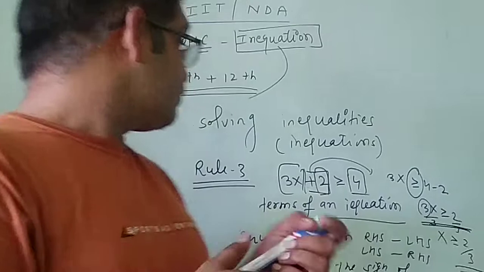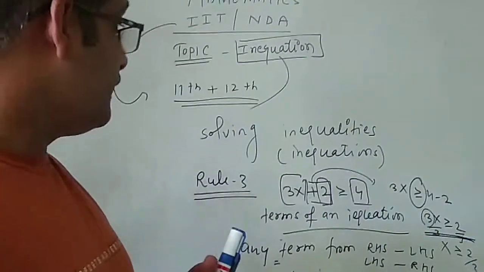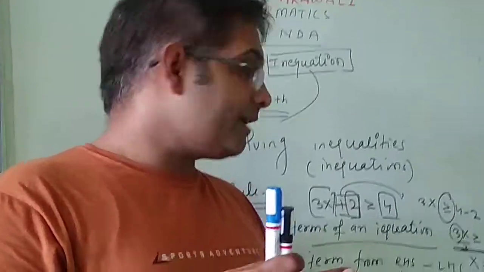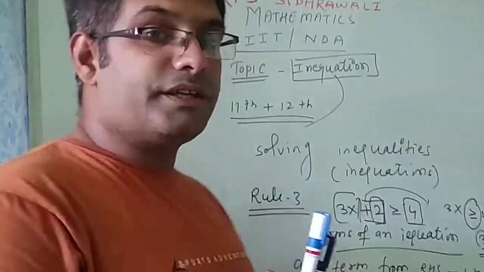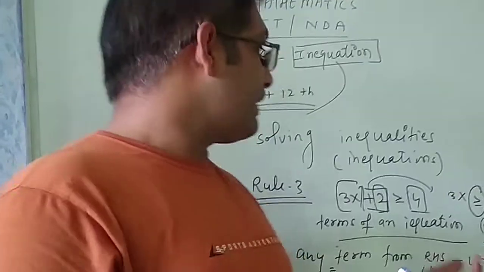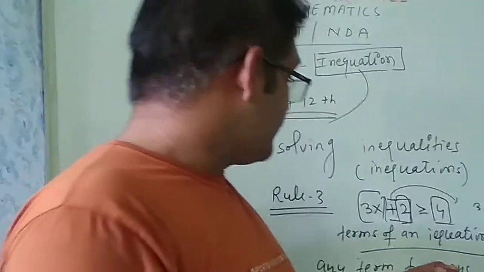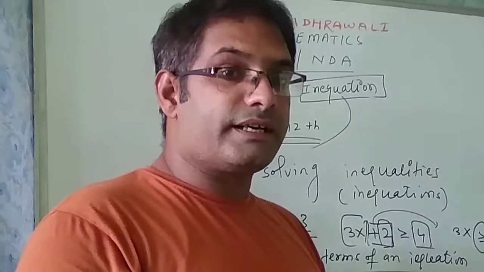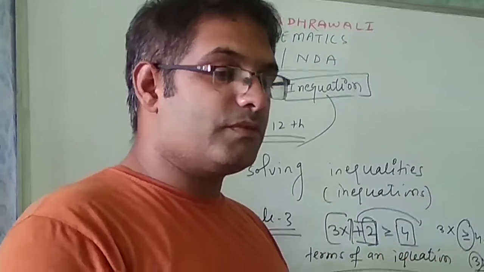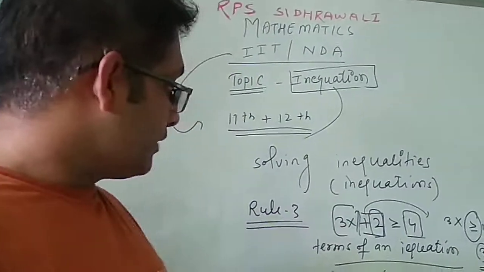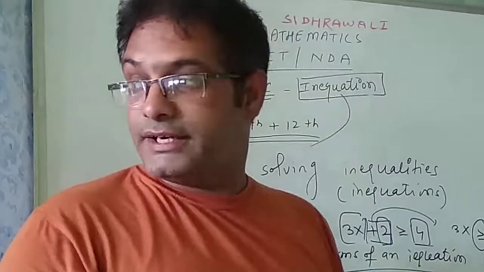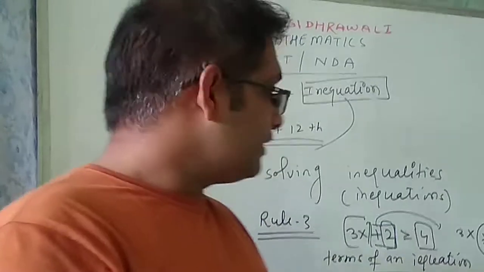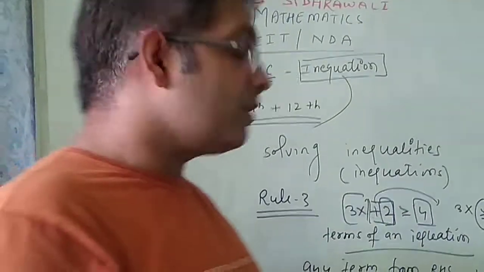When we say solution of the inequation, by the solution of an inequation we mean the value of the variable which is used in the inequation. We have to find the value of the variable used in the inequation by applying these three rules: add or subtract the same number from both sides, multiply or divide the same number on both sides, and shift any term from left hand to right hand or right hand to left hand without affecting the sign of inequality.